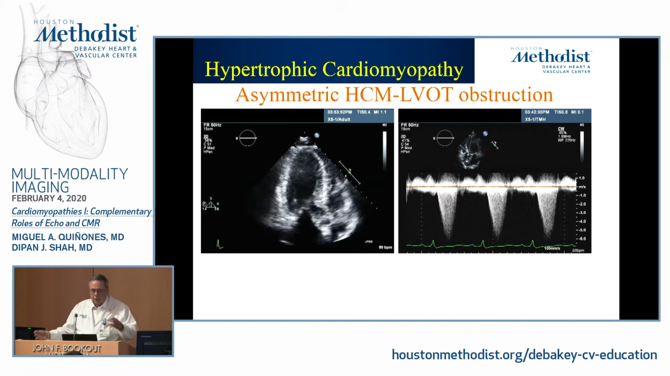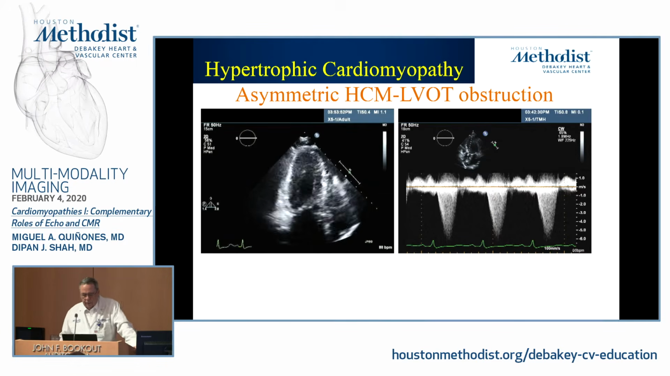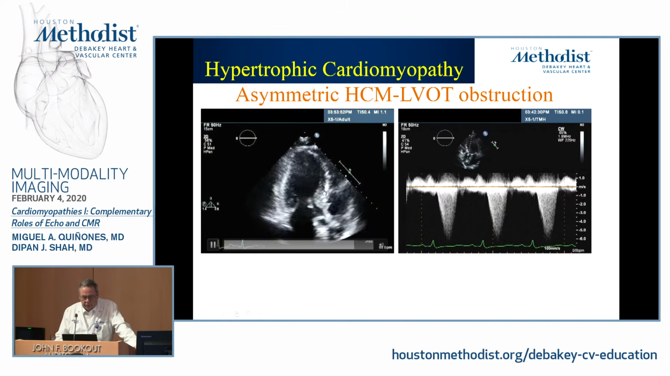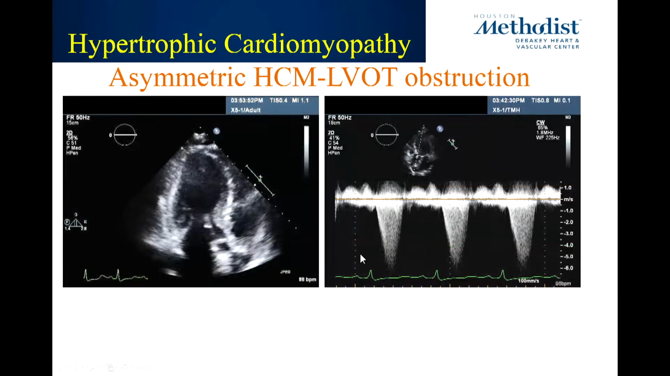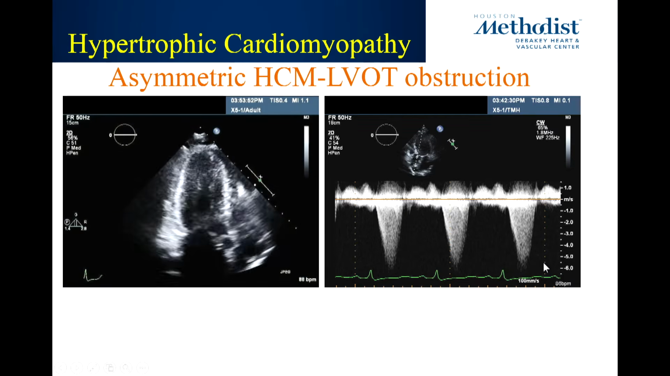So the most common, of course, is asymmetric HCM with LVOT obstruction, where you see the thickening of the septum more at the base, a hyperdynamic heart often, and then the systolic anterior movement of the mitral valve with the dynamic obstruction, in this case being quite significant.